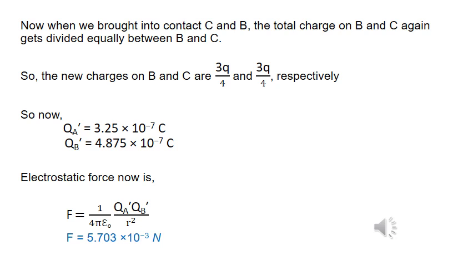Since the final charge on A is Q/2 and the final charge on B is 3Q/4, by using Coulomb's law we can calculate the force F = (1/4πε₀) QA' QB' / r². By putting in the values and calculating, we get F = 5.703 × 10^-3 Newton.